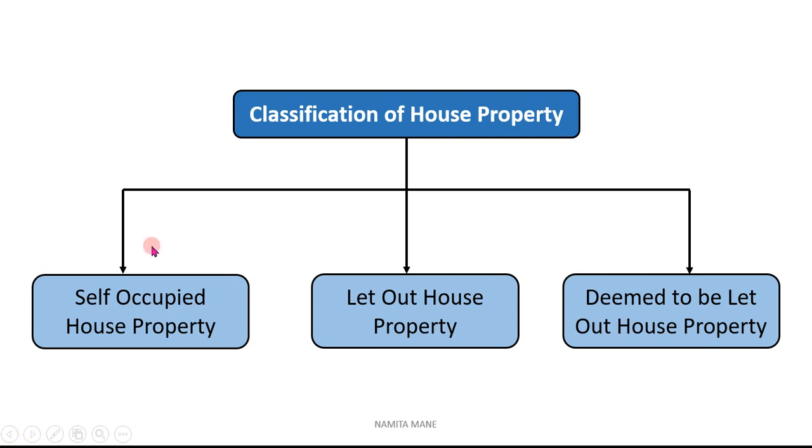Now next is classification or types of house property. There are three types of house property. First is self-occupied house property. Second is let out house property. Third is deemed to be let out house property. So there are three types of house property: self-occupied house property, let out house property, and deemed to be let out house property.